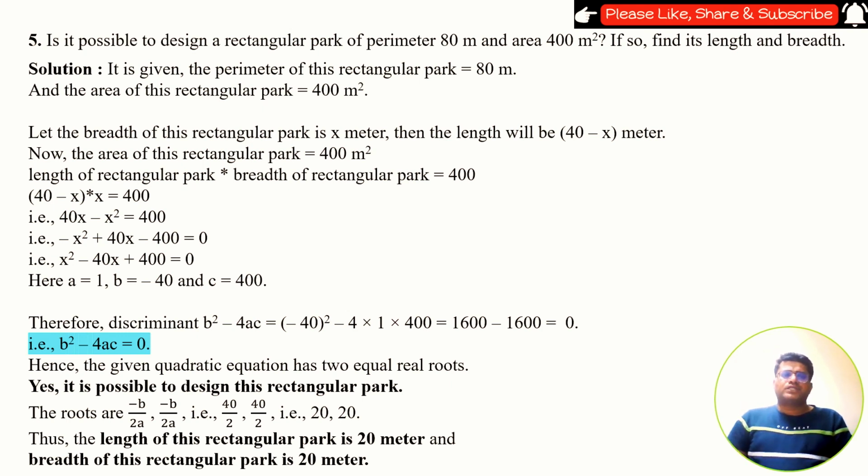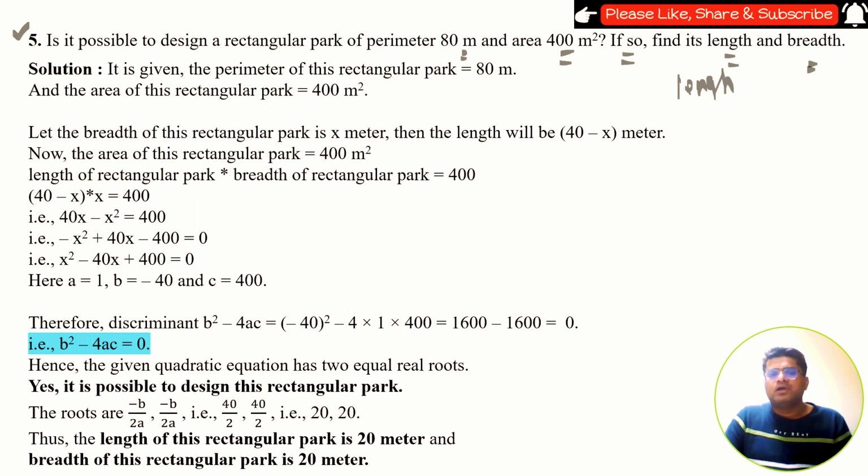Now this is your fifth problem of your exercise 4.3. It is possible to design a rectangular park of perimeter 80 meter and area 400 meter square. If so, find the length and breadth. Okay, here two unknowns. What are the two unknowns? Length and breadth.